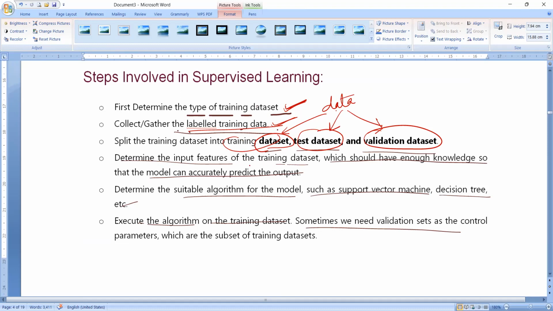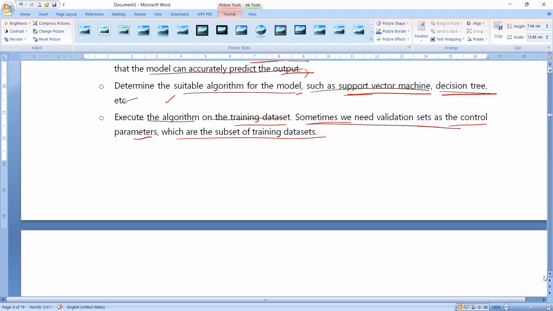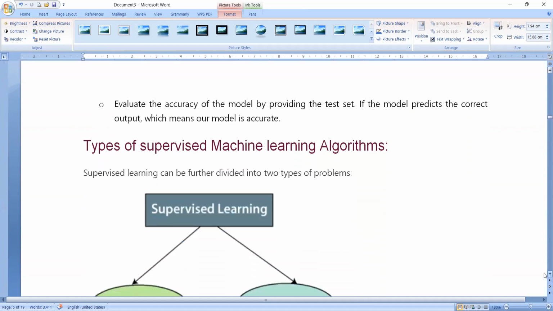Determine the input features of the training data set, which should have enough knowledge so that the model can accurately predict the output. Determine suitable algorithms for the model, such as support vector machine, which you will understand later, decision trees, etc. Execute the algorithm on the training data set. Sometimes we need a validation set as the control parameters, which is a subset of the training data set. And evaluate the accuracy of the model by providing a test data set. If the model predicts the correct output, it means our model is accurate.